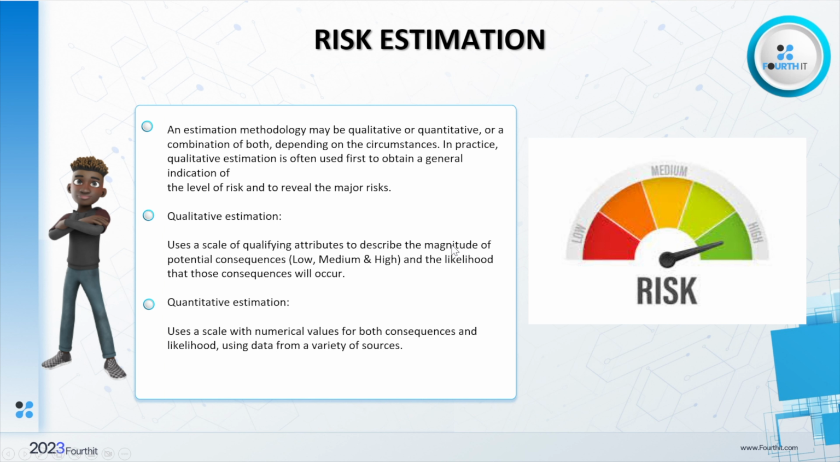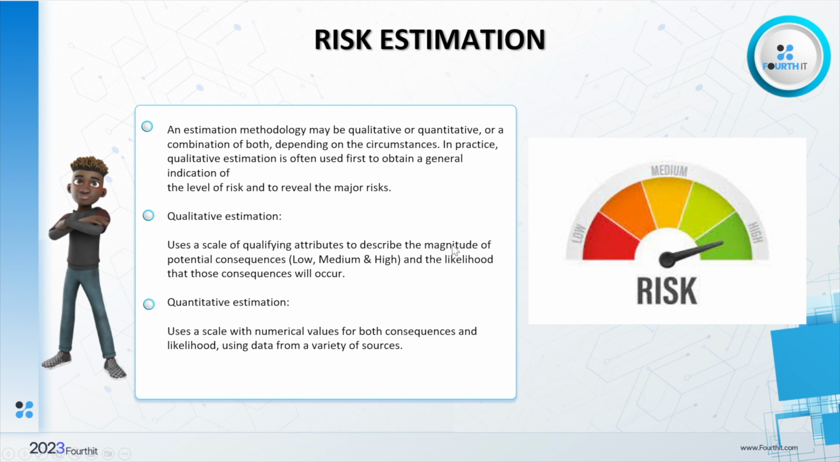Risk estimation. Now, after we are done with our identification, we come to risk estimation. An estimation methodology can be either qualitative or quantitative. What do we mean by qualitative and quantitative? Qualitative means that we are estimating the risks based on words. So it uses a scale of qualifying attributes to describe the magnitude of the potential consequences, whether it's low, moderate, high, or critical, and the likelihood that those consequences will occur.